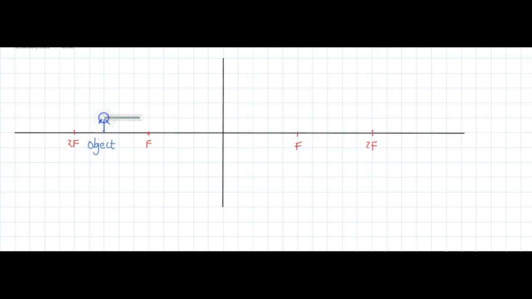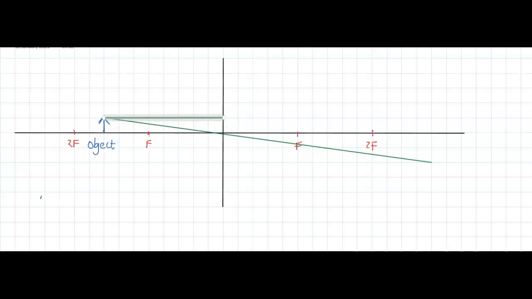So from the top of the object, we're going to draw a line. I'm going to draw a line that goes diagonally through the center of the lens. So this is a common line for all lenses, from the top of the object diagonally through the center. It's quite tricky to draw these on the board, so I'm doing my best here. And the second line you're going to draw is from the top of the object to the lens.